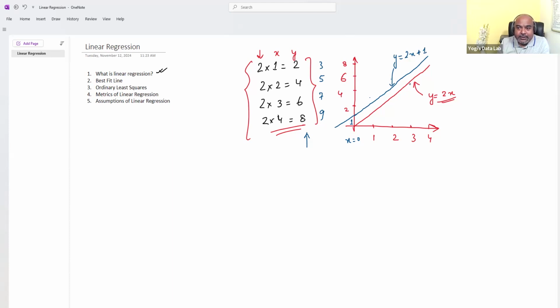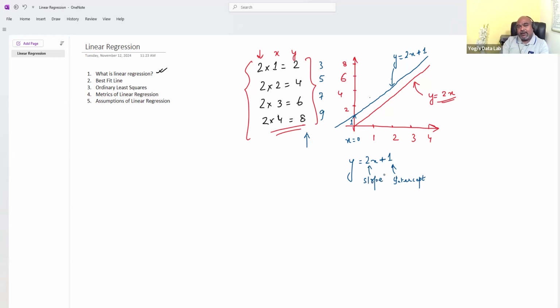So what does it tell you? It tells you that if I have some points lying here, the equation changes and I move the straight line up by 1 unit on the y-axis. So here in this equation, y is equal to 2x plus 1, this is known as the intercept. And this value is known as the slope.